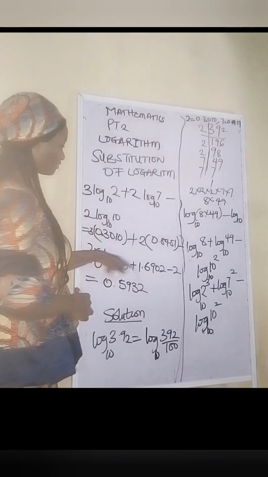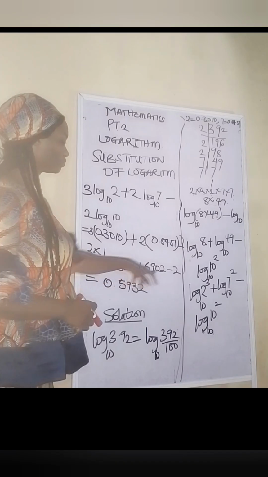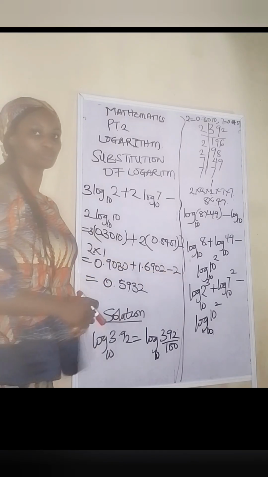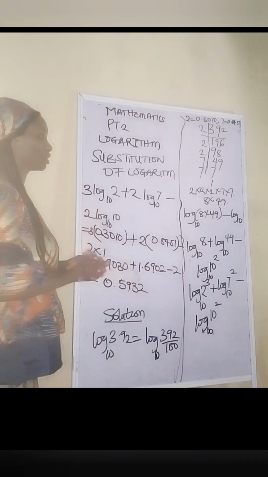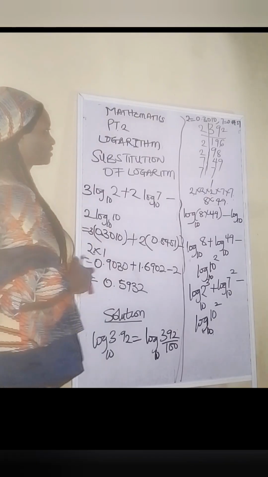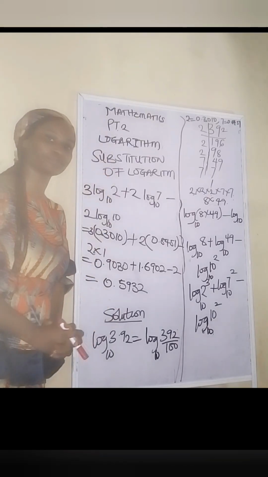After you've added up this one, whatever you get, you will subtract it from 2. Do you understand? So that's how we got this. You can use your calculator to confirm. So now that's for that. So let's quickly move to the next question.